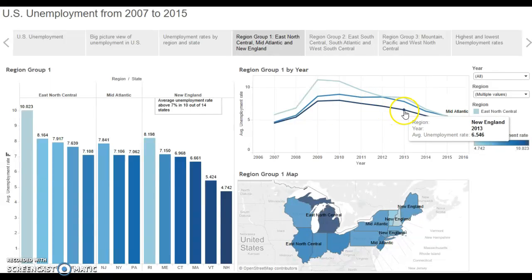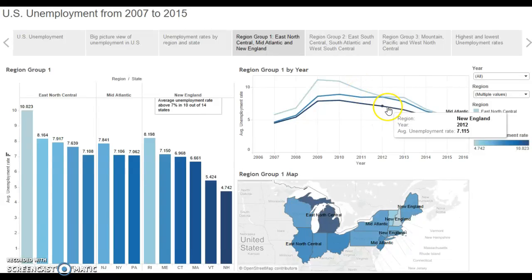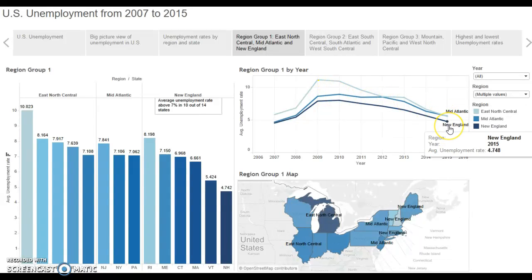New England is doing a little bit better than Mid-Atlantic or the East North Central, and then hanging around up higher here and tapering down to almost, it looks like, right about levels of 2007 in this particular case. Over here, what I found was the average unemployment rate was over 7% in 10 out of the 14 states here, so that is pretty high.